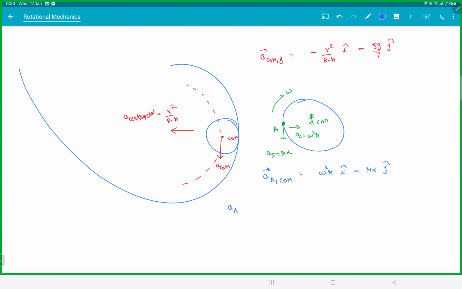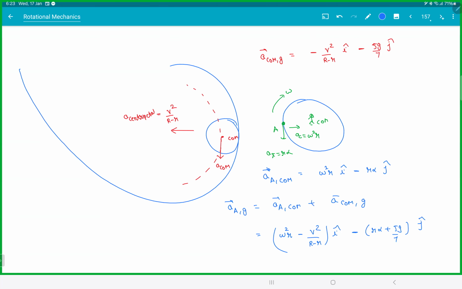So therefore, acceleration of A with respect to ground will be acceleration of A with respect to center of mass plus acceleration of center of mass itself, which is going in a circle. If you add these, you'll get (omega square small r minus v square by R minus r) i cap minus r alpha plus 5g by 7 j cap. There are total 4 parts there.